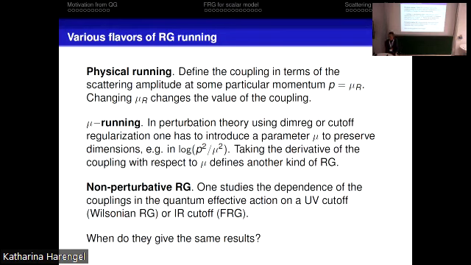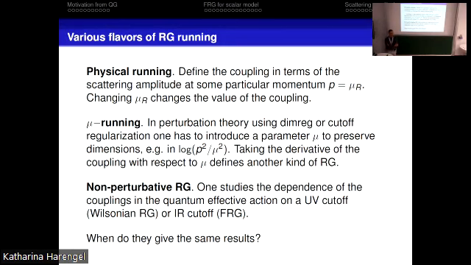In perturbation theory, you need to introduce in calculations a scale mu in order to fix dimensions. For example, in dimensional regularization, or when you use a cutoff, you have logs of momentum, and then you need to divide it by some scale mu. So the dependence of the coupling on this parameter mu, I will call mu running. It's a different thing from mu r.